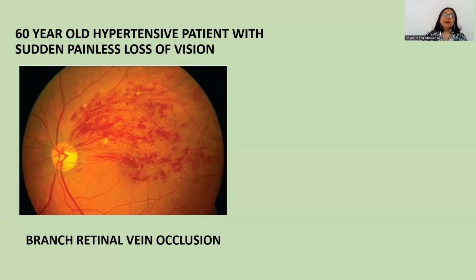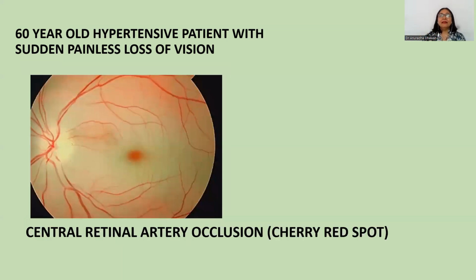Okay? Now, moving on from the vein occlusions to another case scenario in which again the history can be similar. A 60-year-old hypertensive patient with sudden painless loss of vision, but the fundus picture is absolutely different. Okay? So in this fundus image, what are we noticing? What is striking us the most?